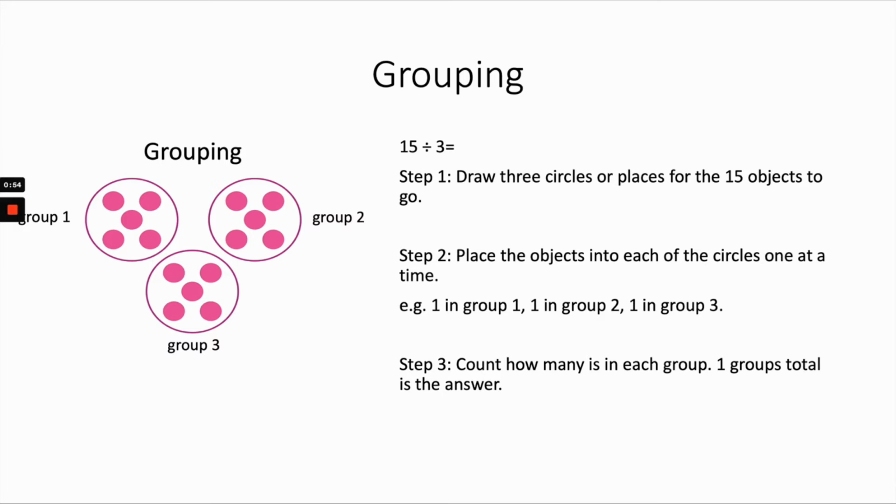So for example, 1 in group 1, 1 in group 2, 1 in group 3. 2 now are in group 1, 2 are now in group 2 and 2 are now in group 3. And when all of the 15 dots or circles are placed inside those groups, the children can then count how many is in each group. So if we take group 1 for example, we know that there are 5 dots in that group, so we know that 15 divided by 3 is 5.